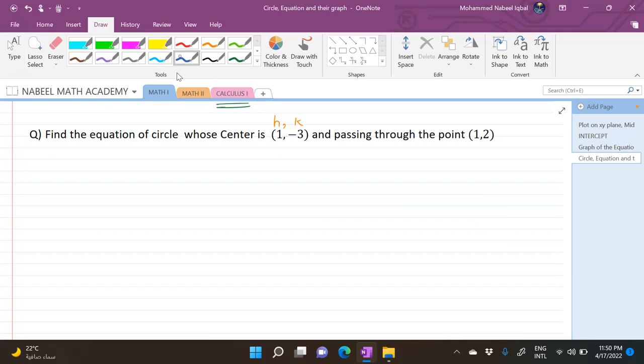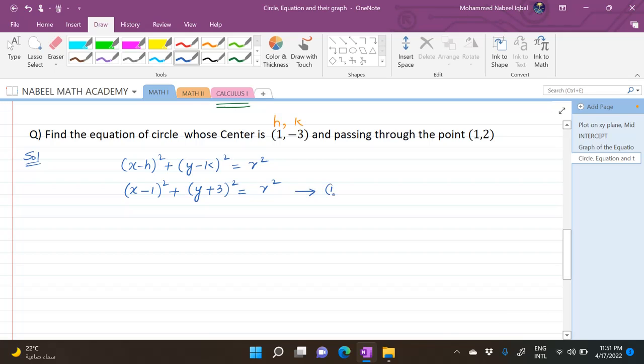First of all, I write the standard form of the circle, that is x minus h whole square plus y minus k whole square equal r square. Then h and k are given, so I just replace h and k. What is h? h is minus 1... so x minus 1 whole square plus y minus of minus, it becomes plus 3 whole square equal r square. So this is my equation number 1.